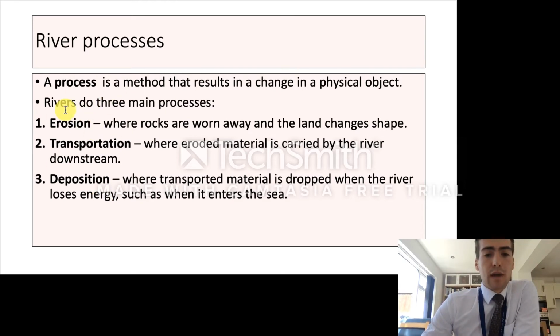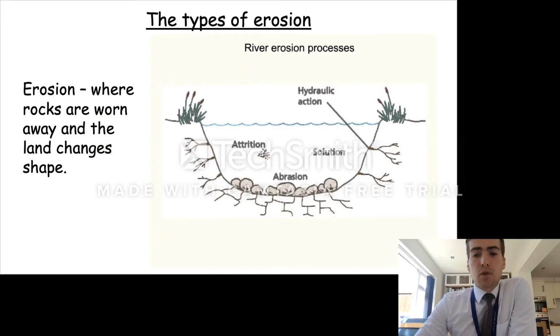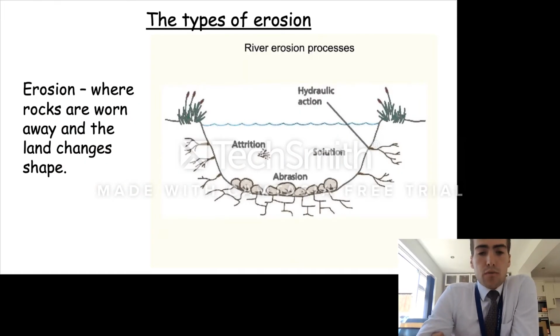We'll start with erosion. So the types of erosion. Erosion is where rocks are worn away and the land changes shape. There are 4 types of erosion we're going to look at.